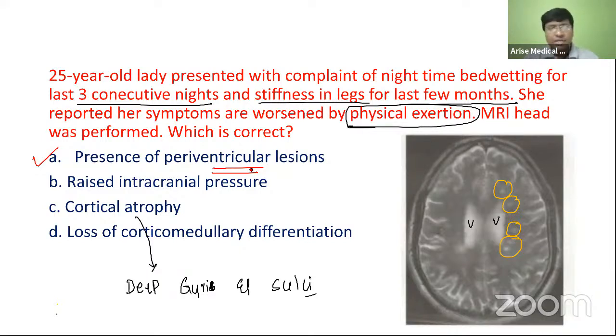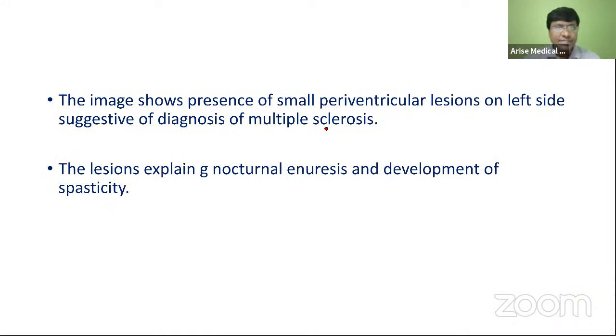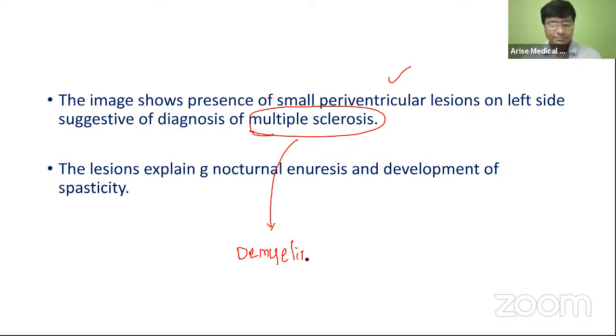But sir, very good sir, there is presence of periventricular lesion, but what is the diagnosis of this case? This is a case of multiple sclerosis. So in case of multiple sclerosis, you will have the presence of small periventricular lesions. Multiple sclerosis is a demyelinating disorder.